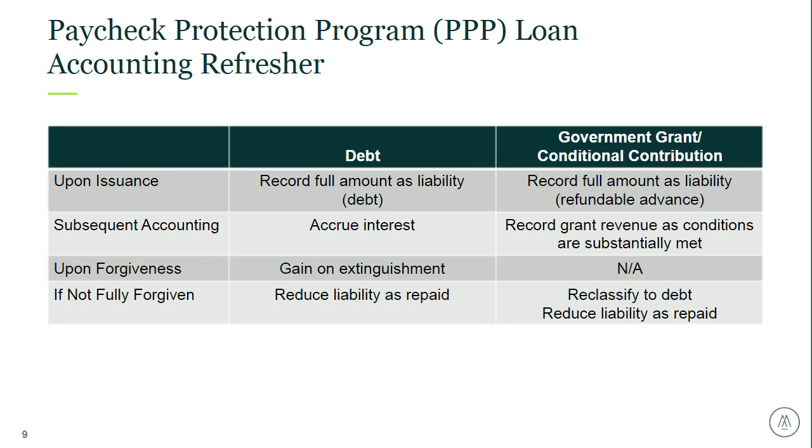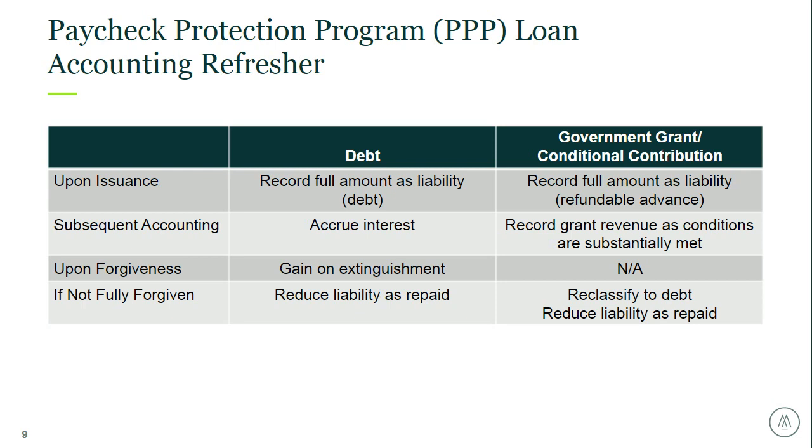The other option is to treat this as a government grant. And so with the clarified accounting guidance for determining the difference between contributions versus exchange transactions, that would mean that these are treated as a conditional contribution, since there is that right of return if it's not forgiven. So if you go the route of treating it as a grant or a conditional contribution, similar to any other conditional contributions, at issuance, you would record the liability, which is really that refundable advance. And then as the conditions are substantially met, you would record that grant revenue.